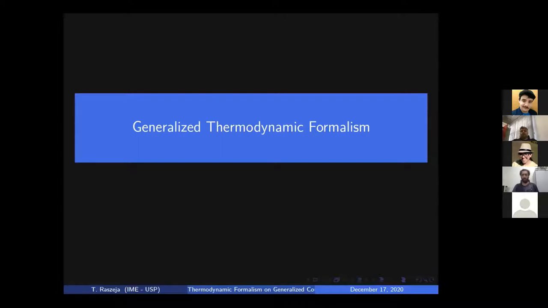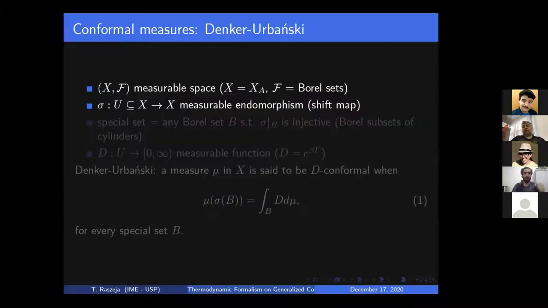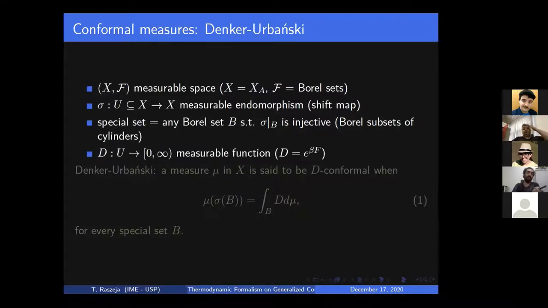So now I talk about the generalized thermodynamic formalism. We have four main definitions here about the measures which are important for us. First one is the conformal measure in the sense of Denker-Urbanski, where we have the measure space and the measurable endomorphism. For us, a special set is any Borel set such that the restriction of the shift is injective, and D is a measurable positive function. In our case, the setting for us is the exponential of beta times the potential, which determines the model. And a measure in the sense of Denker-Urbanski, we say this is a conformal measure if it satisfies equation one for every special set.